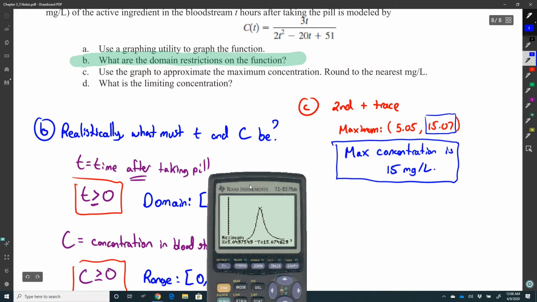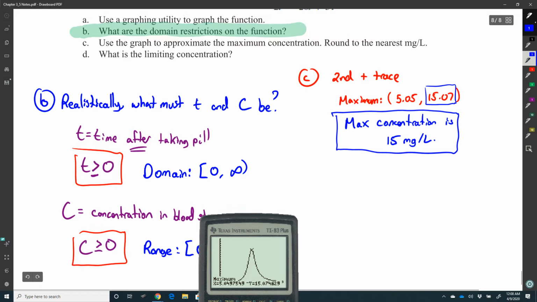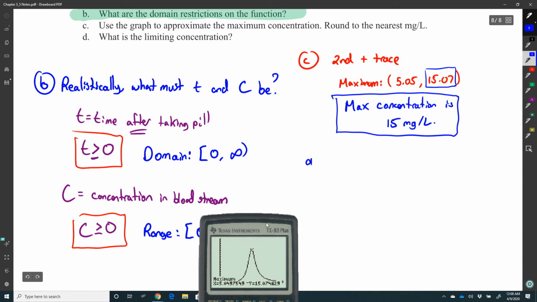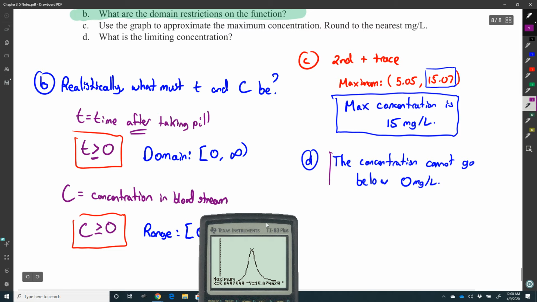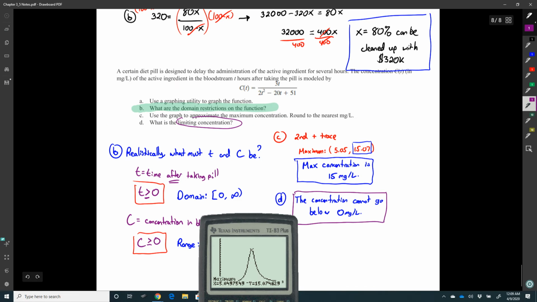And then finally, what is the limiting concentration? Limiting concentration, that's what I was talking about, the range, D. The concentration cannot go below 0 milligrams per liter. Now, if you have other word problems, whenever they say limiting concentration or limiting something, they're looking for the horizontal asymptote.